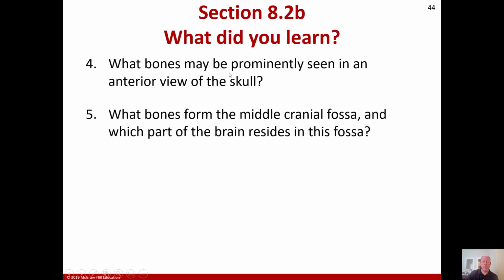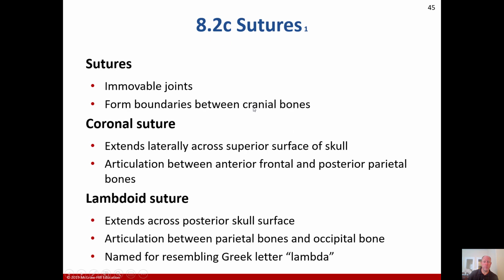So for that section, you should know what bones may be prominently seen in an anterior view of the skull. You can bet in class we'll be quizzed on that, both in terms of multiple choice or matching on the exam, or given a bunch of bone names and then seeing open spaces. You should know them well enough to know which one's which. In your lab, once again, you'll have to know it by heart in many cases, based on the study guides. What bones form the middle cranial fossa, and which part of the brain resides in this fossa also?